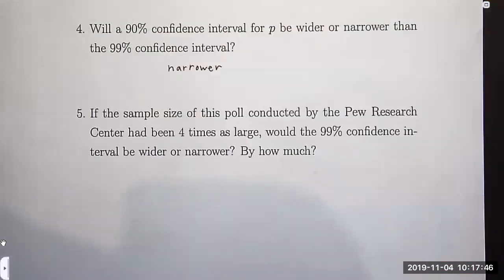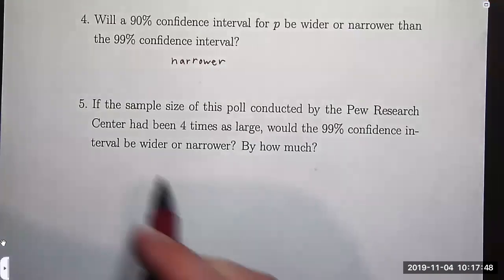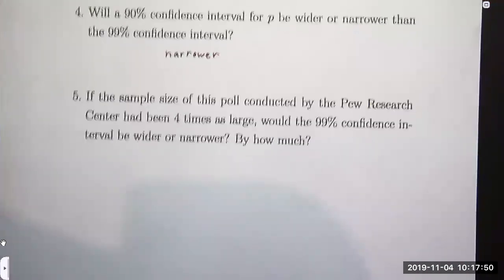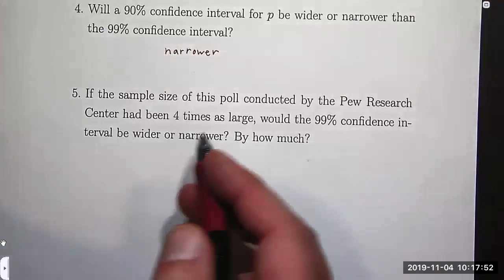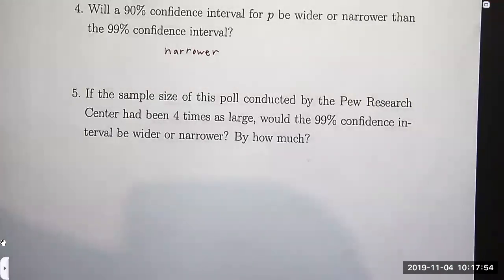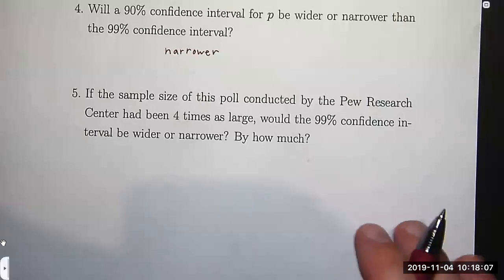And then here we can think back to the formula for number 5. If we have a sample size that's 4 times as large, instead of n in the formula, we would have 4n. And then with the square root sign, that becomes a 2. Square root of 4 is 2 down there. But let me write that out.